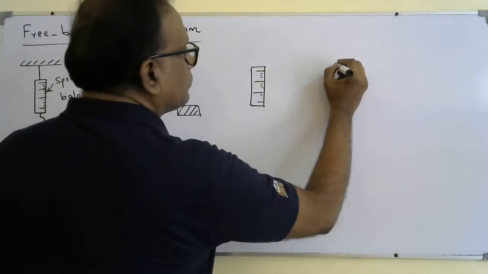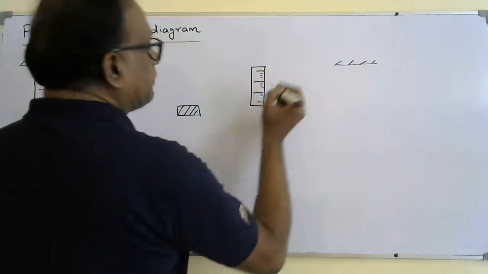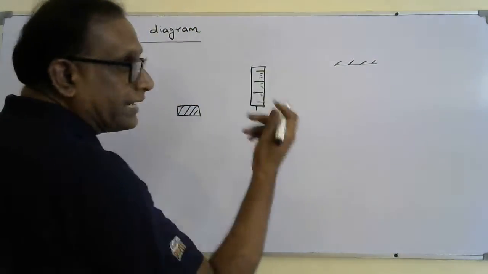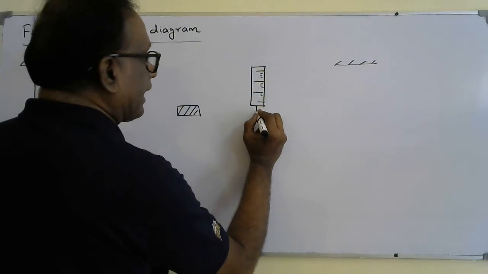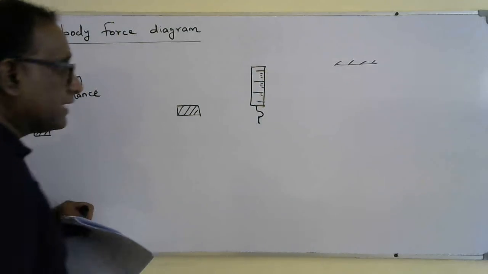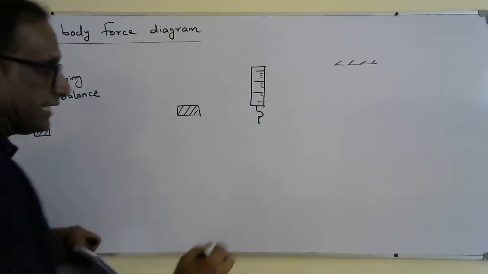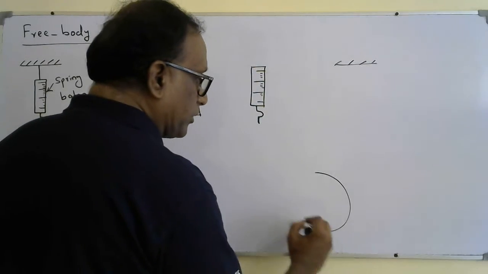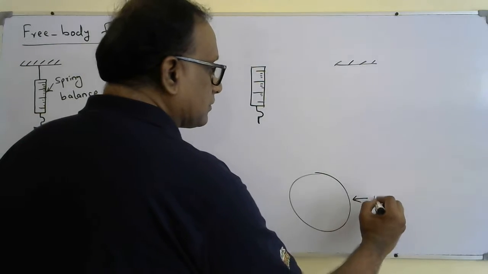And the roof. Spring balance might have its own weight due to its materials, but anyway, I'm not interested in that. Okay, so these are the three things we need to consider. If I want, I can think about the earth also when I talk about the weight of the object.